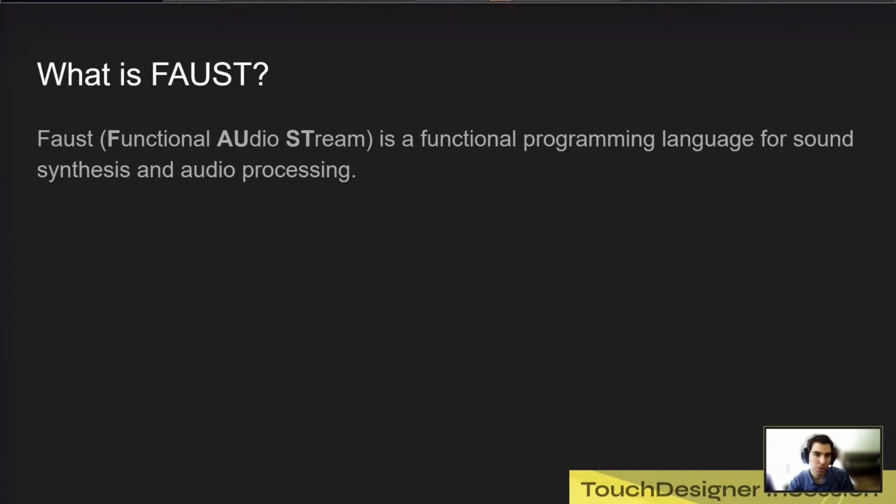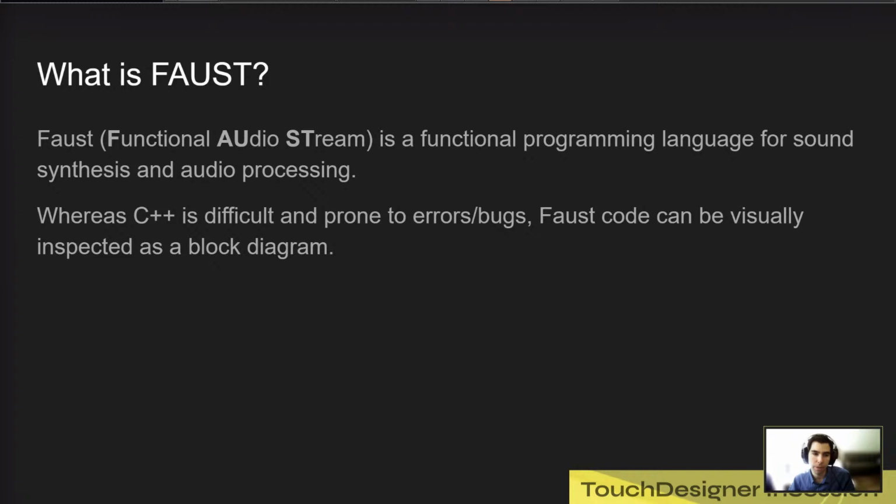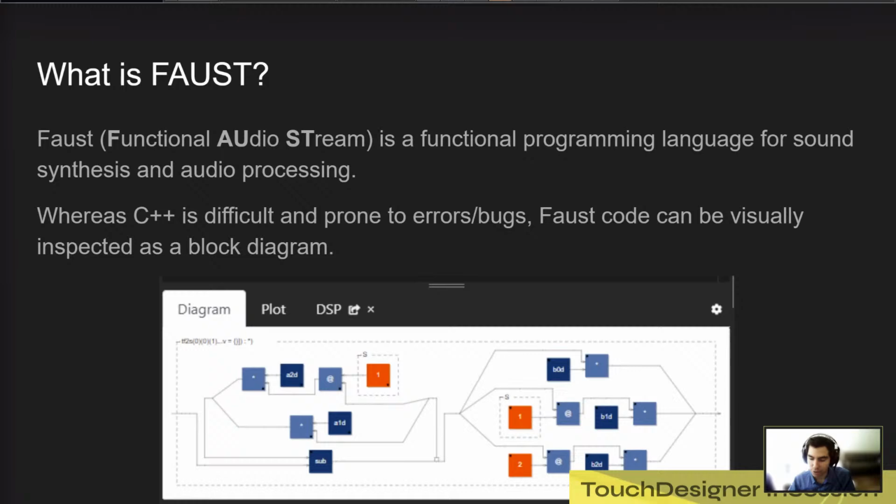What is Faust? Faust is the functional audio stream. It's a functional programming language for sound synthesis and audio processing. Whereas C++ is difficult and prone to errors and bugs, Faust code can be visually inspected as a block diagram. And this is an example of a block diagram. I assure you that having the block diagram, although it looks complicated, is better than not having the block diagram. So if you're writing C++ code, you should be grateful for the opportunity to visualize it in something like this. And this image comes from the Faust IDE.